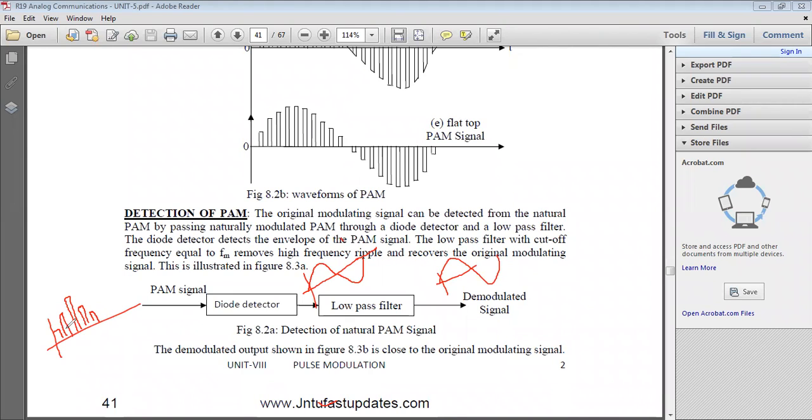Again the angle is changed in two ways. One is frequency and another one is phase. If we change the frequency, then it is called frequency modulation. If we change the phase, then it is called phase modulation. Similarly, here also we have amplitude modulation, that is amplitude variations, and another one is time variations. Again time is varied in two ways. One is width and another one is position. If we change the width, then it is called PWM. If we change the position, then it is called PPM.